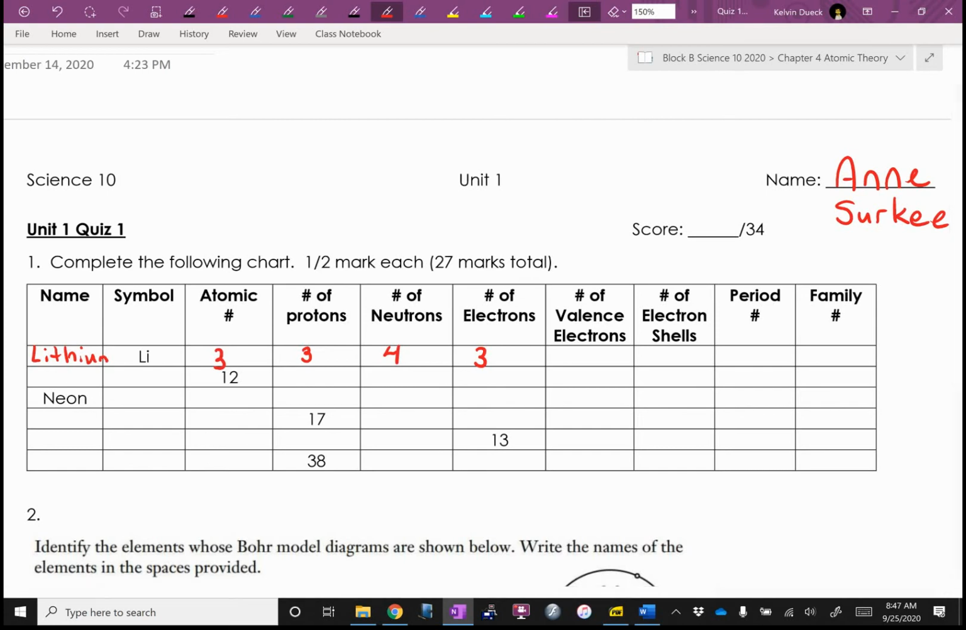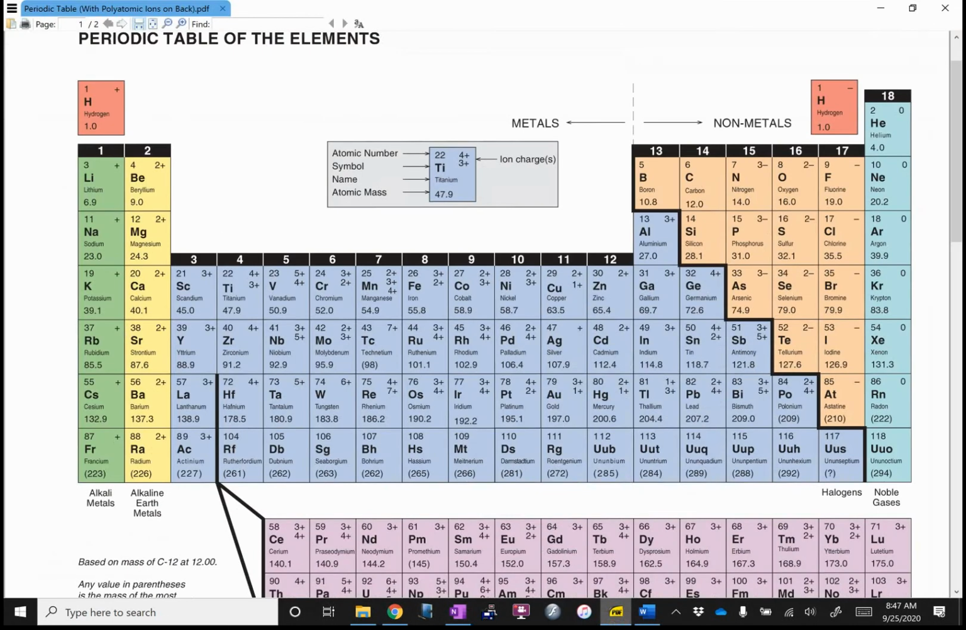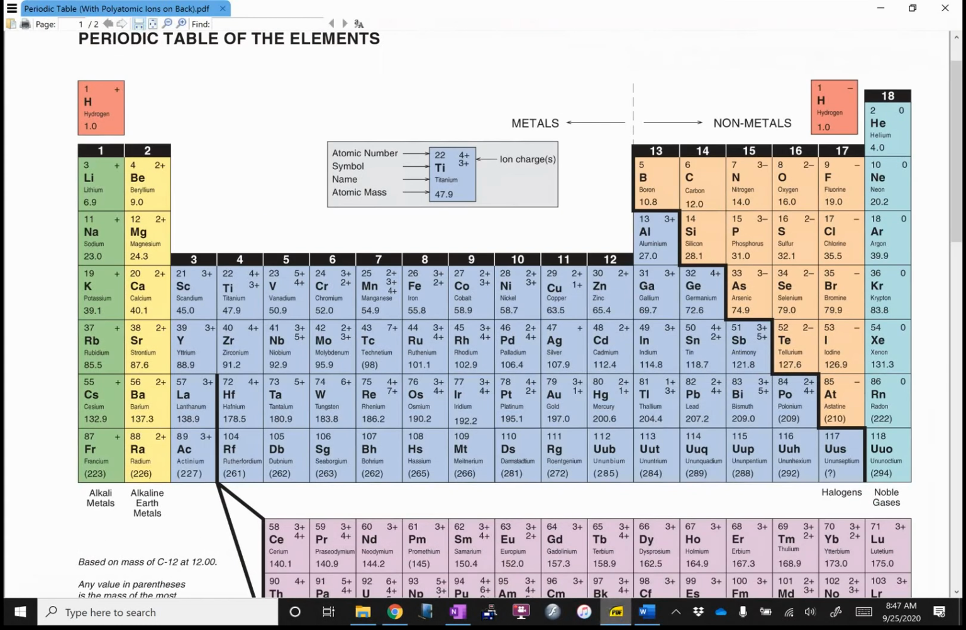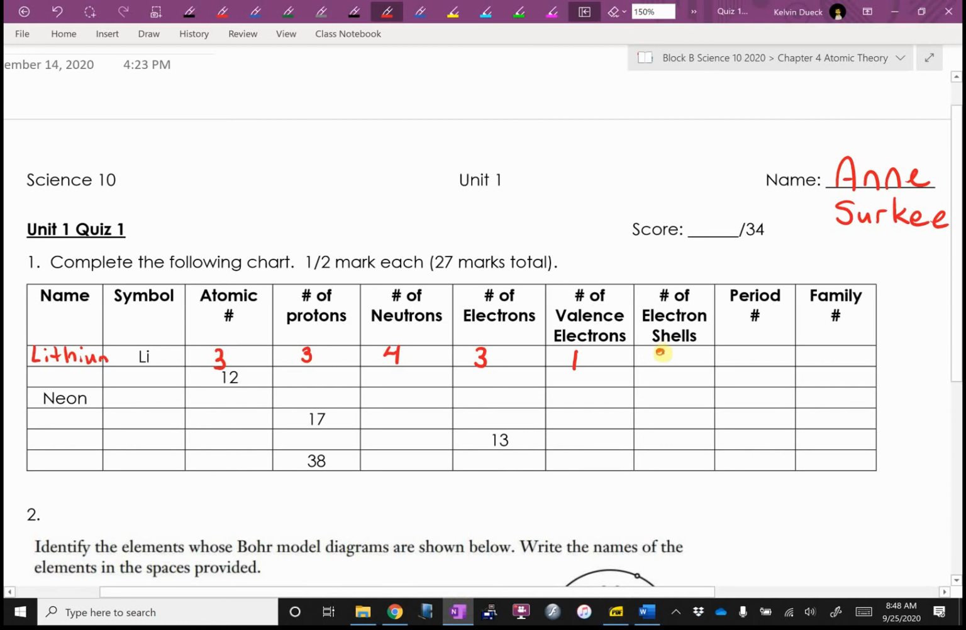Number of valence electrons. Somebody asked Mr. Dewick, how do you figure out the number of valence electrons? You do count on your fingers. Look up. You find lithium on the periodic table right here, and you just start counting to the right. 1. Oh, it has 1 valence electron. Number of electron shells. Now I count down. So I go 1, 2. It has 2 electron shells.